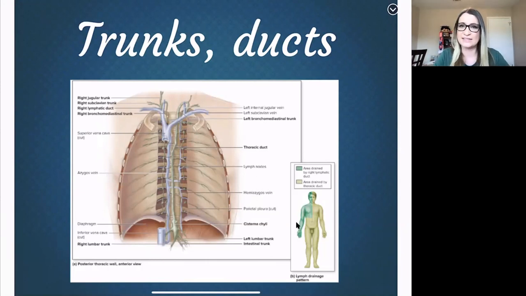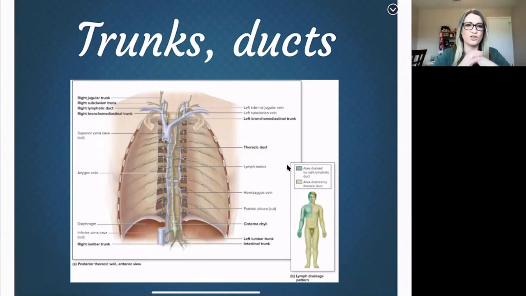Let's look at these trunks here. Most of the trunks have left and right side, not all of them though. So you have a jugular trunk. Jugular trunk is going to drain head and neck, and there is left and right jugular trunk. We have subclavian trunk. Subclavian trunk, there's a right, but there's also a left that's not shown here.